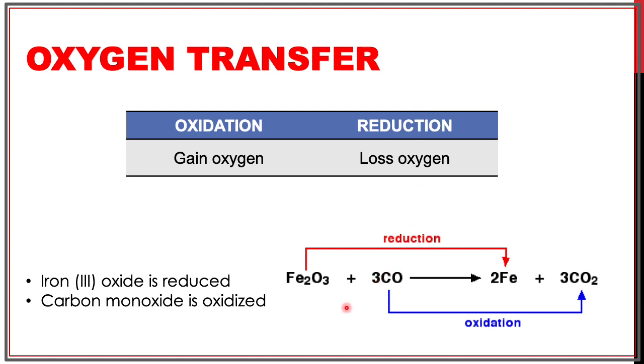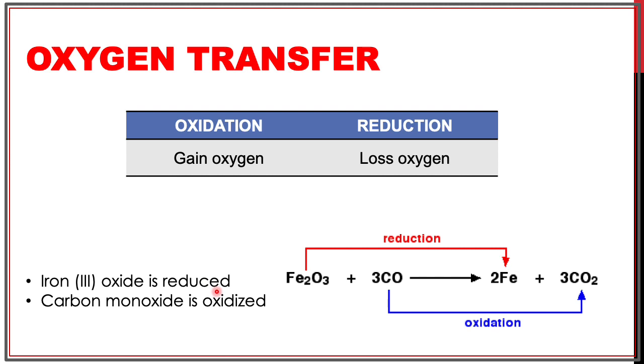I give an example here. I have iron(III) oxide plus carbon monoxide, which forms iron plus carbon dioxide. From here, iron oxide to iron is a reduction process, because the reactant has oxygen but iron has no oxygen. So this iron oxide lost oxygen, so this process is a reduction process, because iron oxide is reduced.